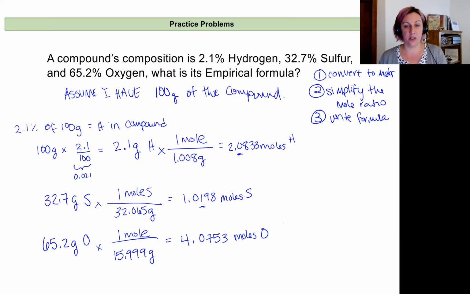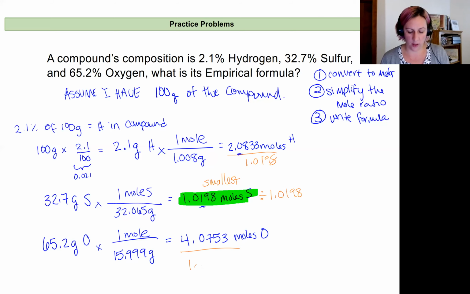So now I'm going to compare that 2.0833, 1.0198, and 4.075, and I'm going to identify that 1.0198 as the smallest. So I'm going to divide each number by that. I'm going to divide this by 1.0198. I'll divide this by 1.0198. And I'll divide my oxygen moles by 1.0198. And what this is going to give me when I do that is about the same number, right? And so I'm going to round, and I'm going to find that I get to an empirical formula that has 2 hydrogen, 1 sulfur, and 4 oxygen, H2SO4, or sulfuric acid.